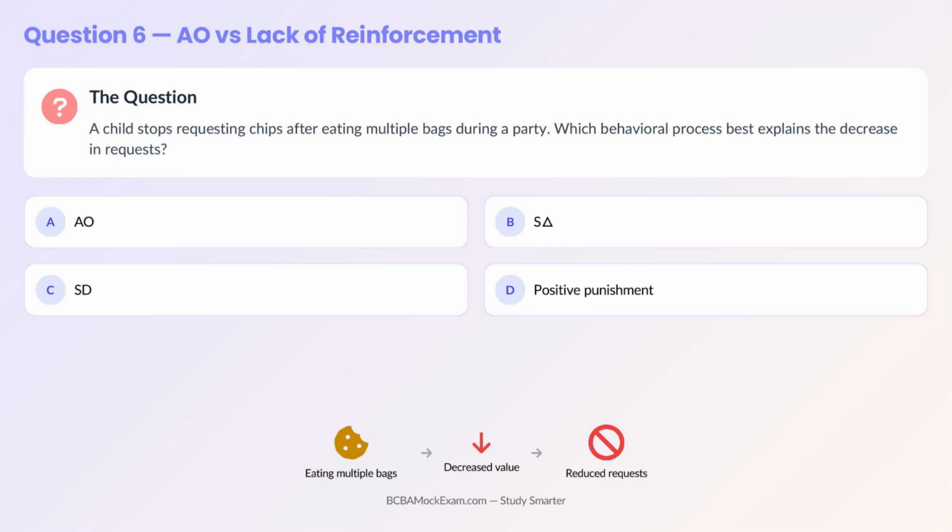A child stops requesting chips after eating multiple bags during a party. Which behavioral process best explains the decrease in requests? A. AO, B. S delta, C. SD, D. Positive punishment. This question asks you to focus on how overconsumption changes the value of the reinforcer and influences behavior.